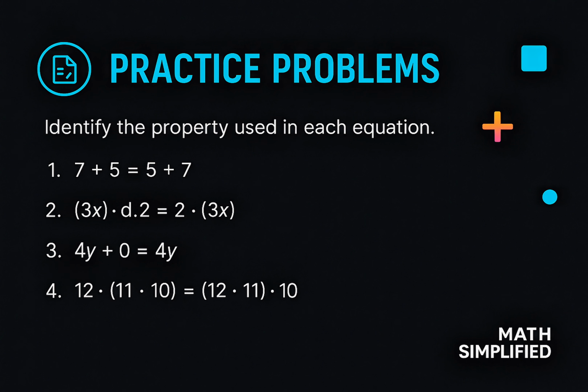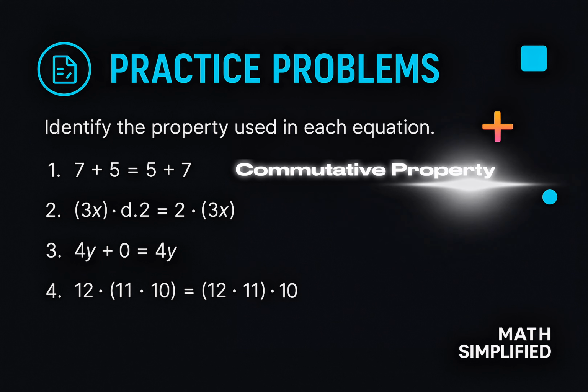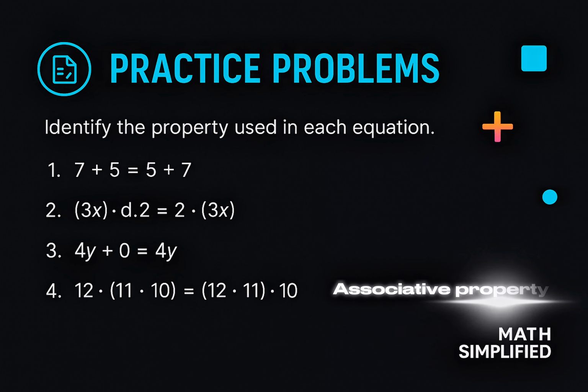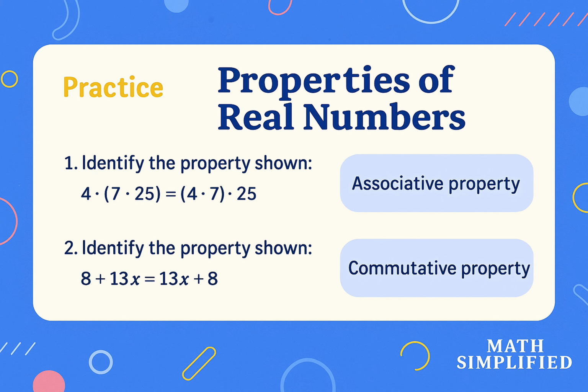So now practice problems. Identify a property used in each equation. 7 plus 5 equals 5 plus 7. That's commutative property because we're changing the order, okay? Then 3x times 2 equals 2 times 3x. That would just be commutative property, okay? Then 4y plus 0 equals 4y. That would just be additive identity, okay? Then afterwards, (12 times 11) times 10 equals 12 times (11 times 10). That's associative property, okay?